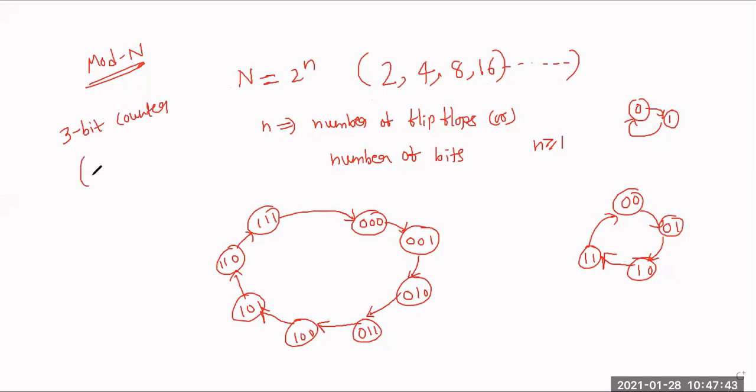This is also called as mod. Can anyone tell? Mod 8. Very good. Mod 8 counter, which is also called an octal counter. The question can be in any manner, like 3-bit counter. Explain about 3-bit asynchronous counter.